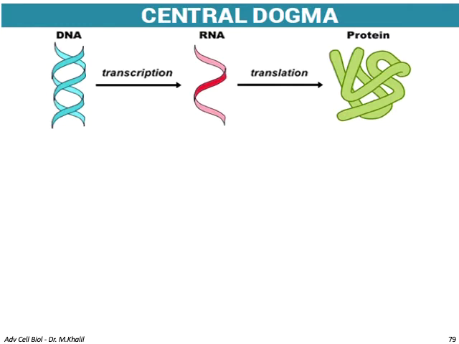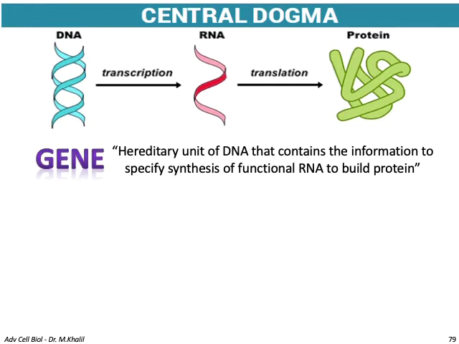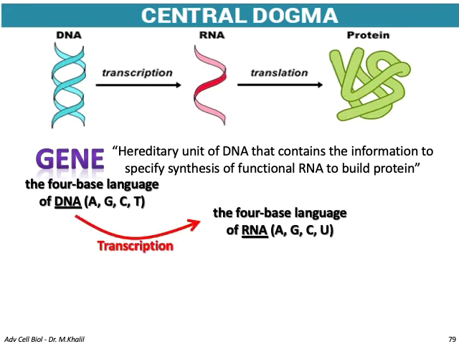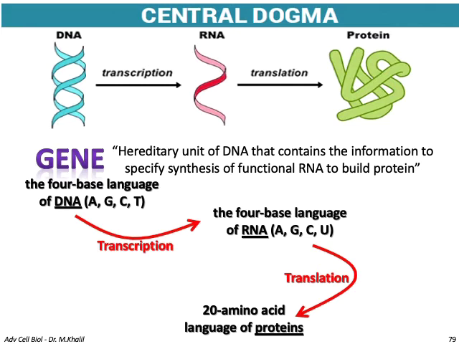So let's talk about the central dogma. In the central dogma, DNA transcription and RNA translation produce a protein. The gene is a heredity unit of DNA that contains all the information to specify the synthesis of functional RNA to build the proteins. The gene is read in a 4-base language, AGCT, that through transcription is changed to another language of RNA, which is AGCU, that upon translation becomes the 20 amino acid language of protein, because proteins are generally made up of 20 amino acids.